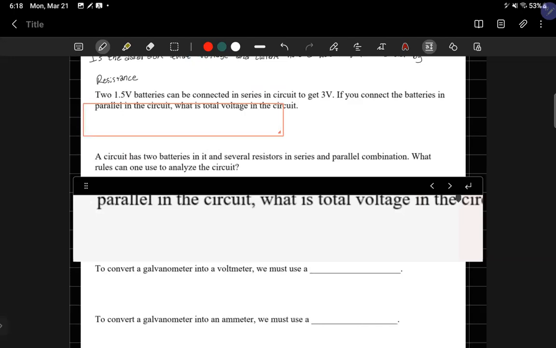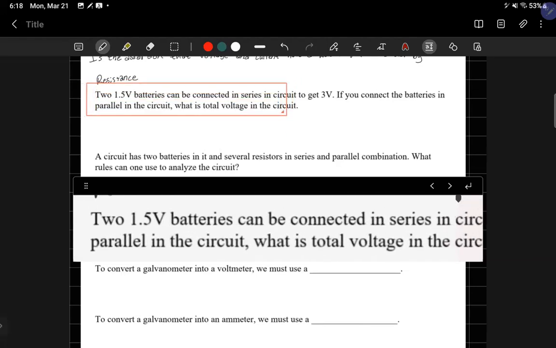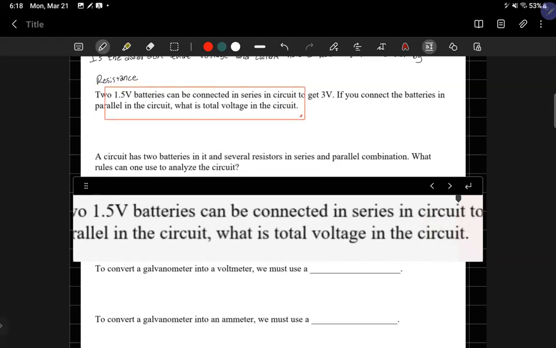The next part says two 1.5 volt batteries are connected. That is not how I read that last time. It says two 1.5 volt batteries are connected in series to get a circuit at 3 volts. If you connect them in parallel, what would be the total voltage?